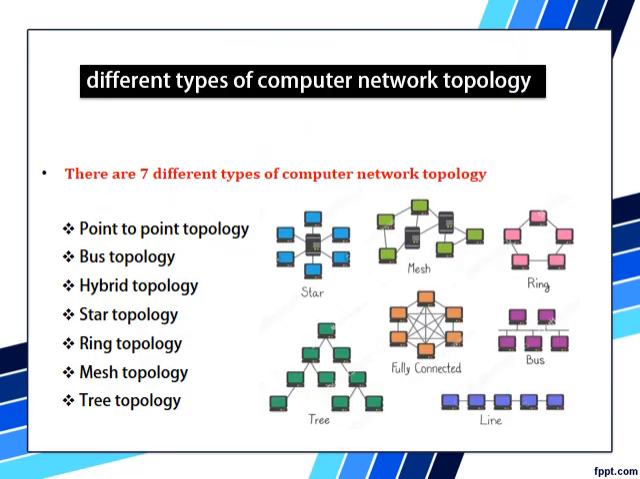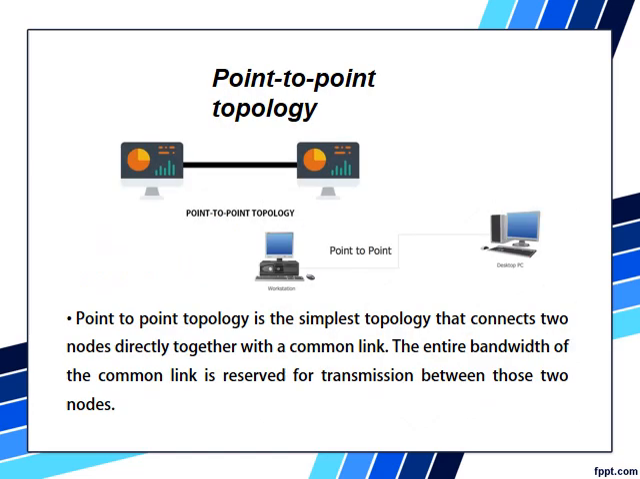Different types of computer network topology. There are 7 different types of computer network topologies: point-to-point, bus, hybrid, star, ring, mesh, and tree topology. So we are going to talk about point-to-point topology first. Point-to-point topology is the simplest topology that connects two nodes directly together with a common link. The entire bandwidth of the common link is reserved for transmission between those two nodes.